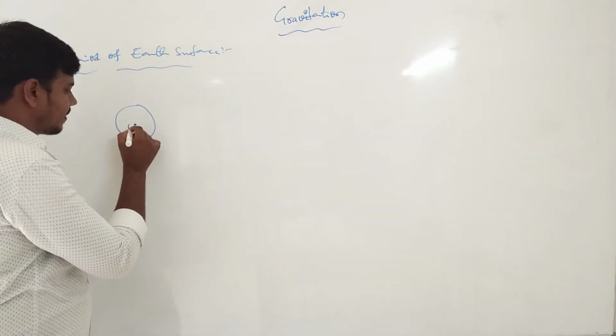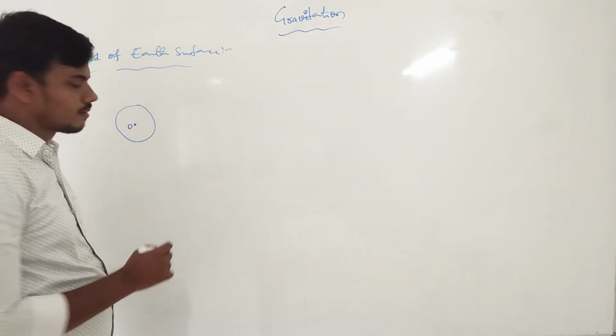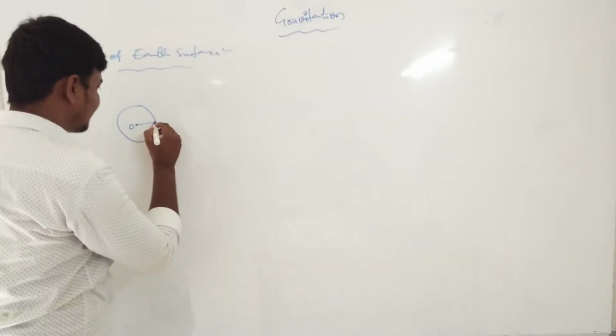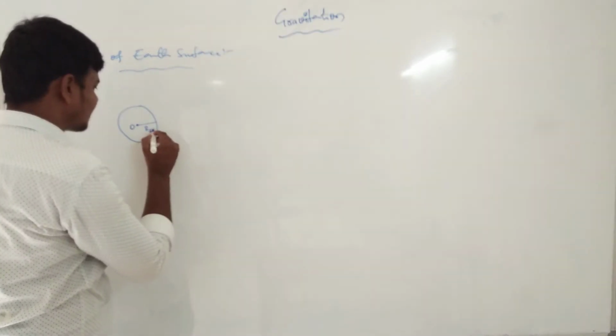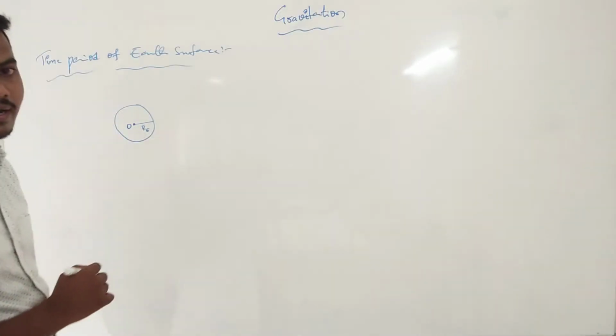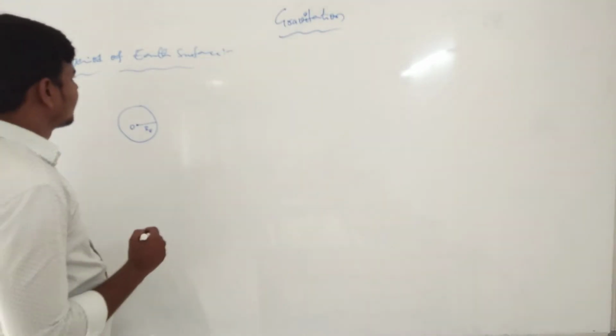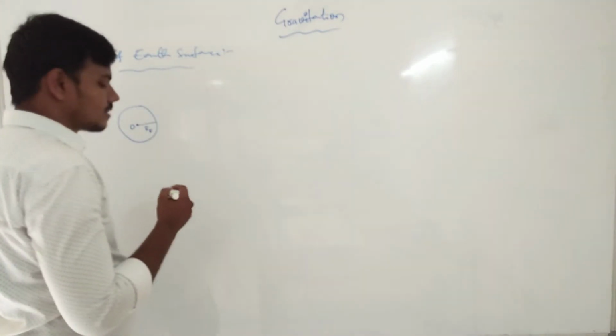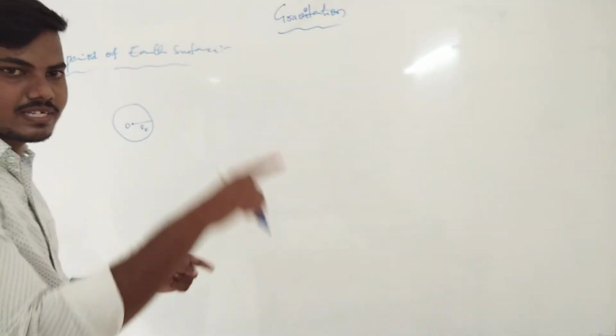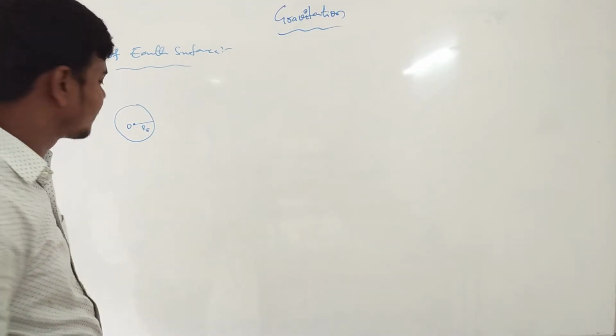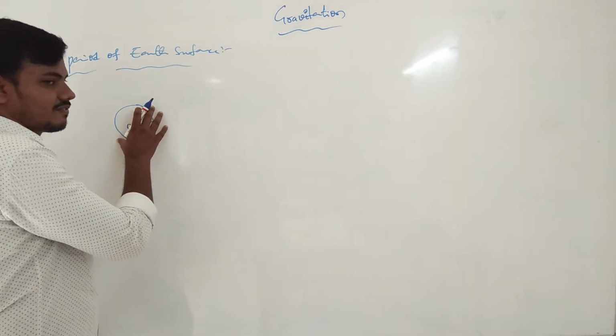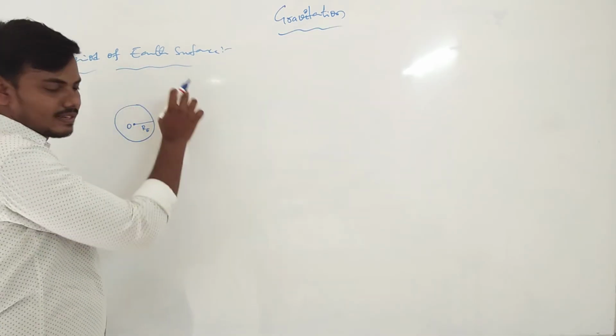O is the point. Now, this is the radius of the Earth's surface, R, which we can represent as R E. Clearly, the Earth's surface can be revolved around by satellites. Which type of orbits can we take? Artificial and natural orbits can revolve around the Earth.